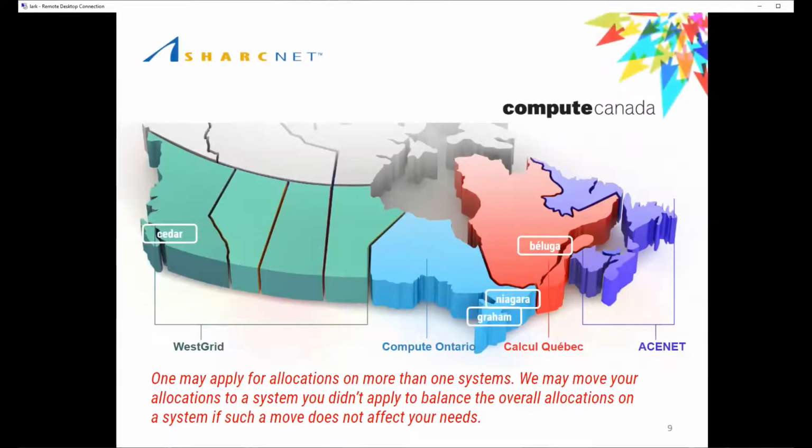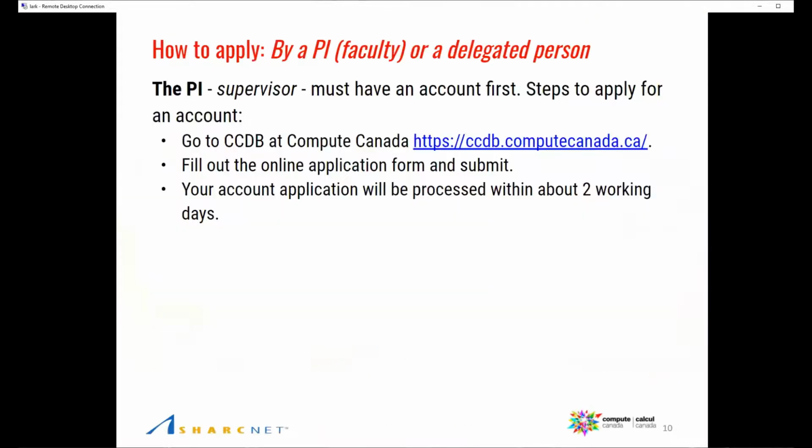So next, when you apply, you should specify what cluster you want to choose from across the country: Cedar, Graham, Niagara, and Beluga. And you can apply for allocations on more than one system, but we may move your allocations to a system you didn't apply to, to balance the overall allocations on a system, if such a move does not affect your needs. Okay, just a heads up.